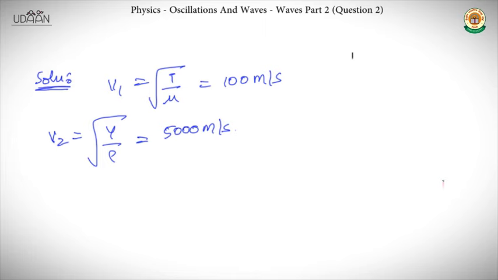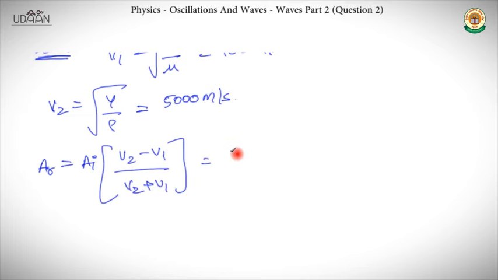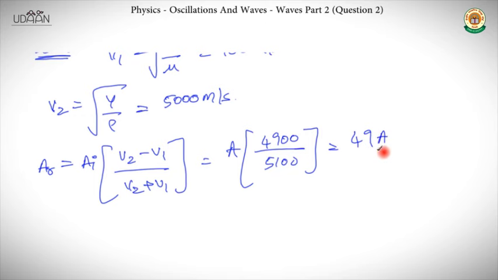So we start by calculating the velocities so that we can apply the formula to calculate the amplitudes of the reflected and the transmitted wave. The formula for the reflected wave's amplitude is A_I into (V2 minus V1) by (V2 plus V1), which turns out to be A into 4900 by 5100. So you get the reflected wave's amplitude as 49 A by 51.